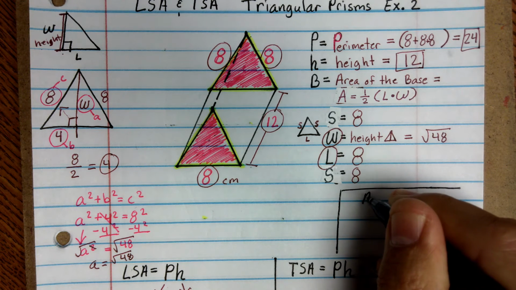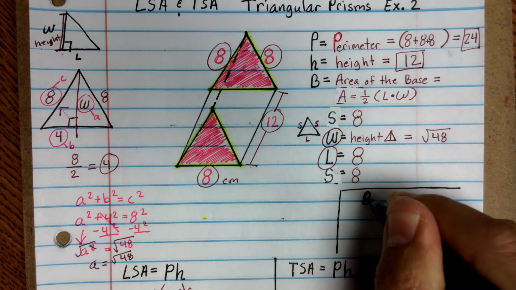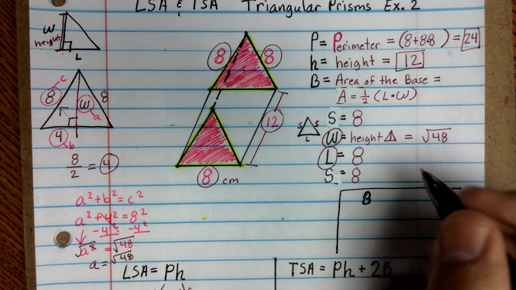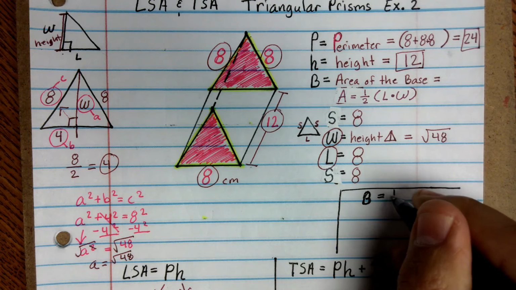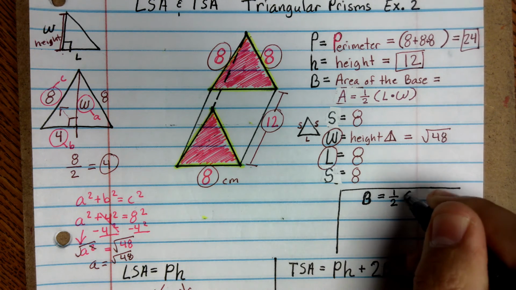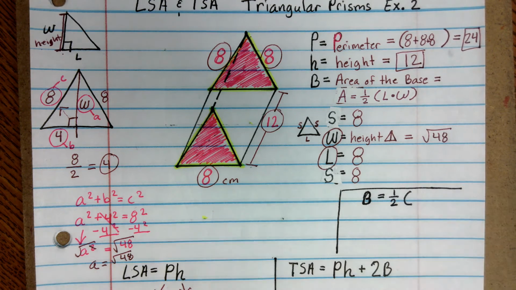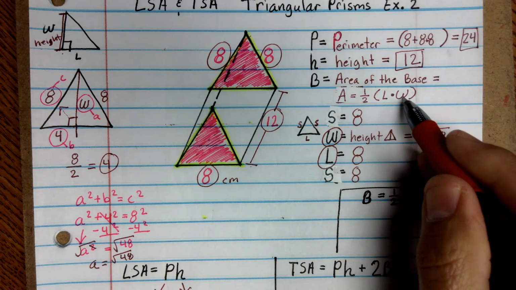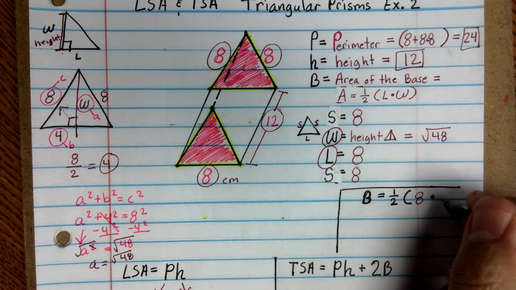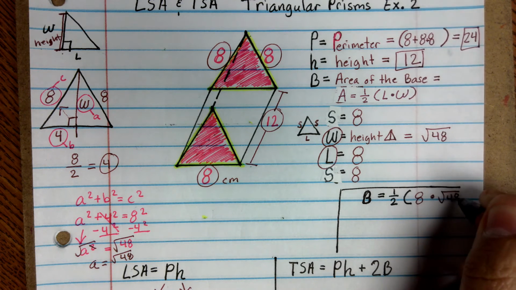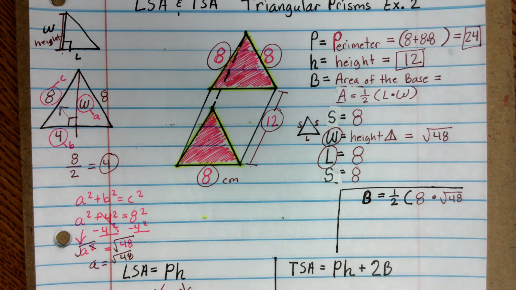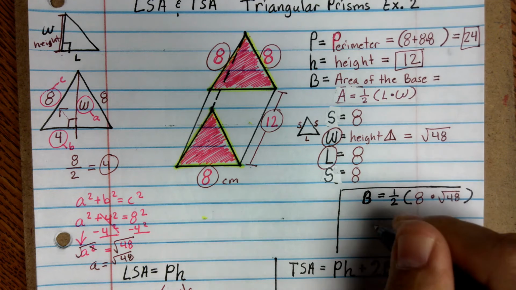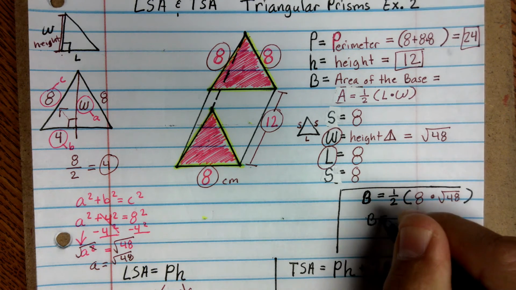So the area of the base, and I'm going to write big B instead of an A. So my big B, area of the base, is equal to 1/2 times L, which is 8, times my width, W, which is the square root of 48. And I'm just going to close parenthesis on there, and we'll see what the calculator tells us.